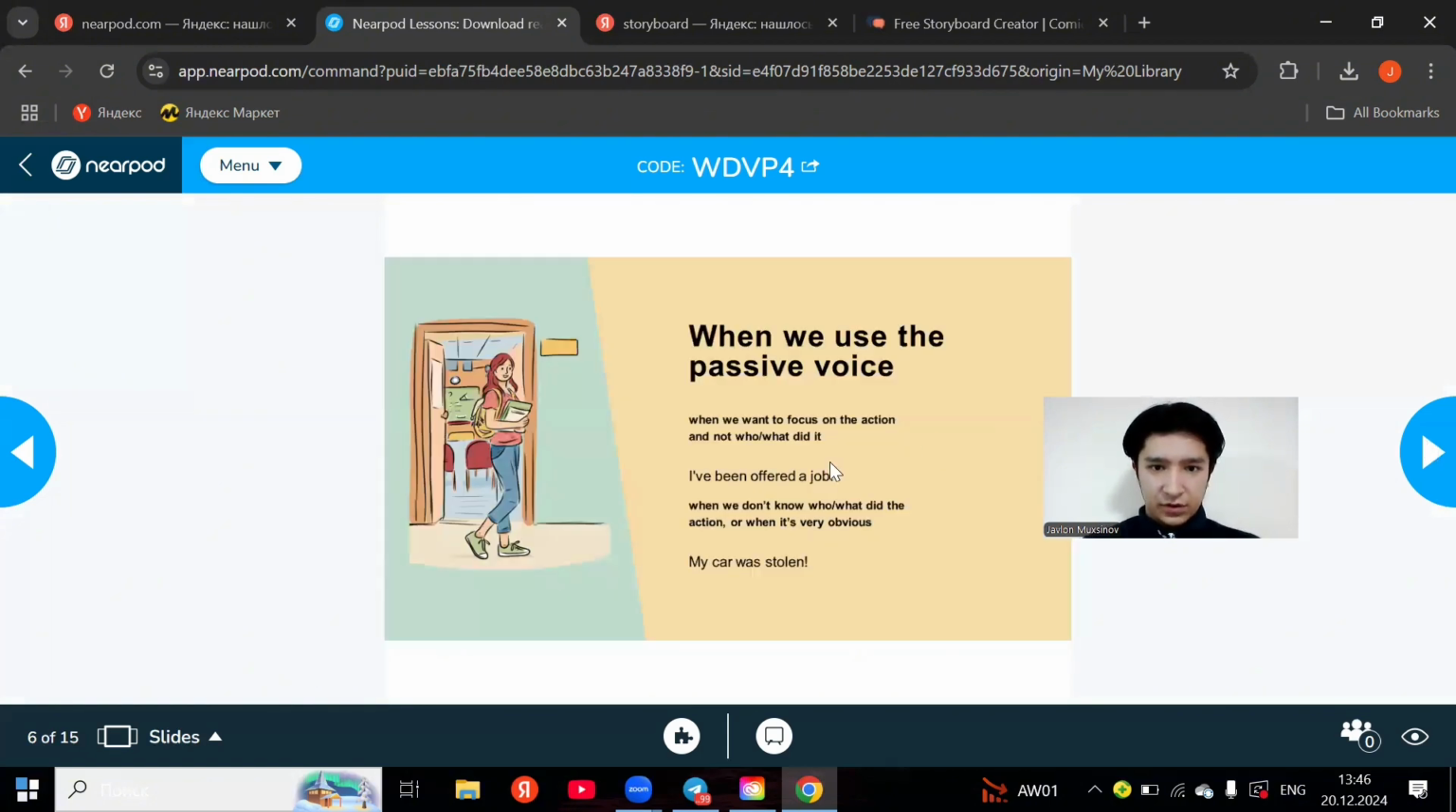We use the passive voice when we want to focus on the action and not on who or what did it. I've been offered a job. We also use it when we don't know who or what did the action. My car was stolen.